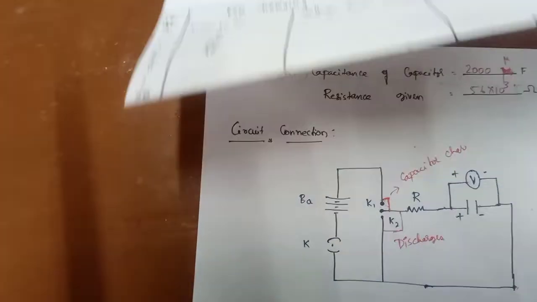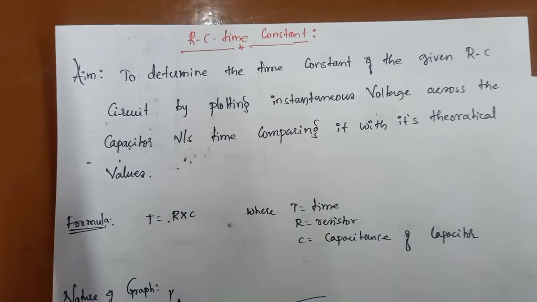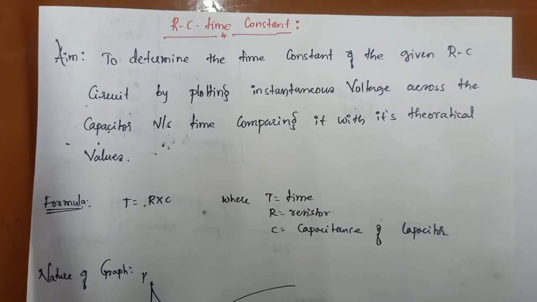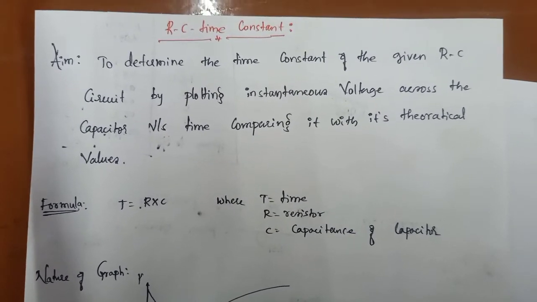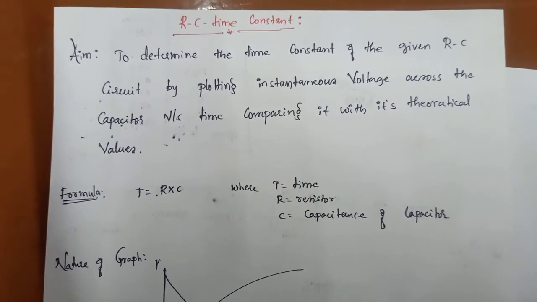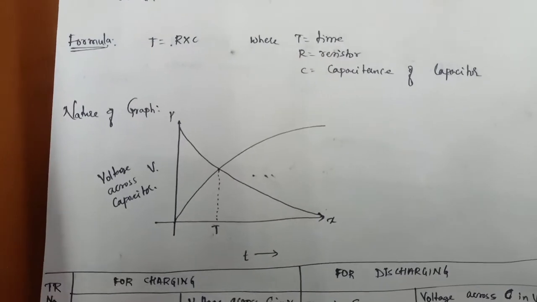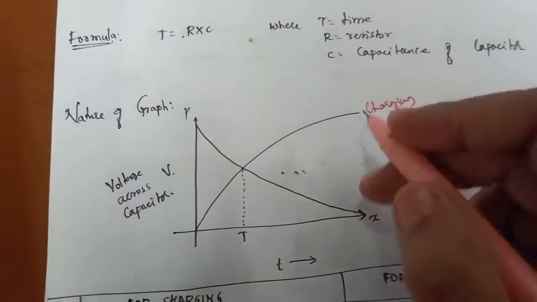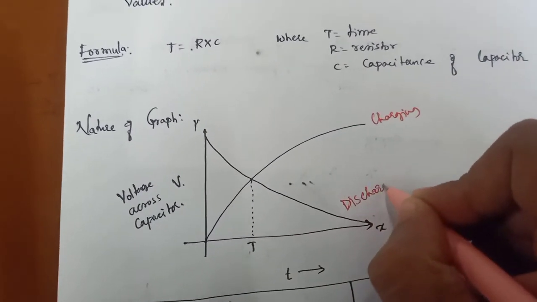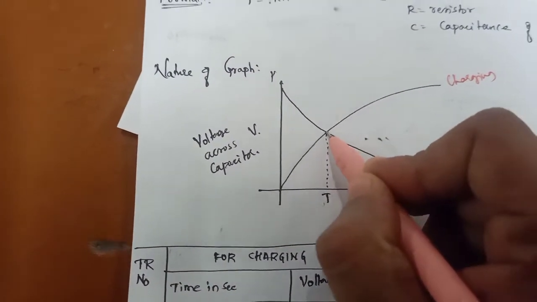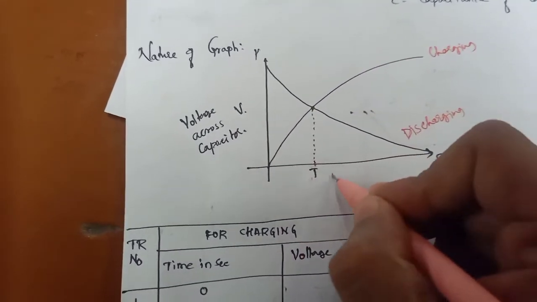Before that, I will explain the aim, that is to determine the time constant of a given RC circuit by plotting the instantaneous voltage across the capacitor versus time and comparing it with its theoretical values. The formula is time constant tau equals R into C, so it is called the RC time constant, and this is about the nature of the graph. This graph shows the charging, and this is for the discharging. The junction between the charging and discharging, this point, this time is known as the time constant.